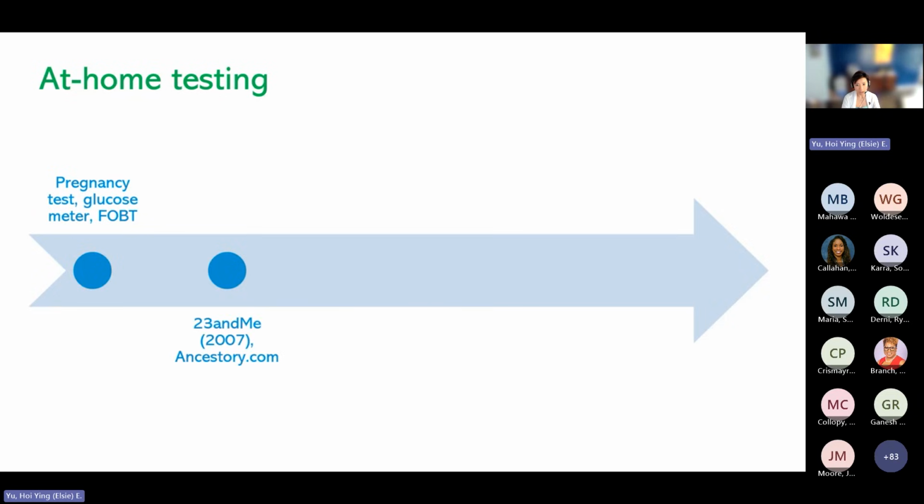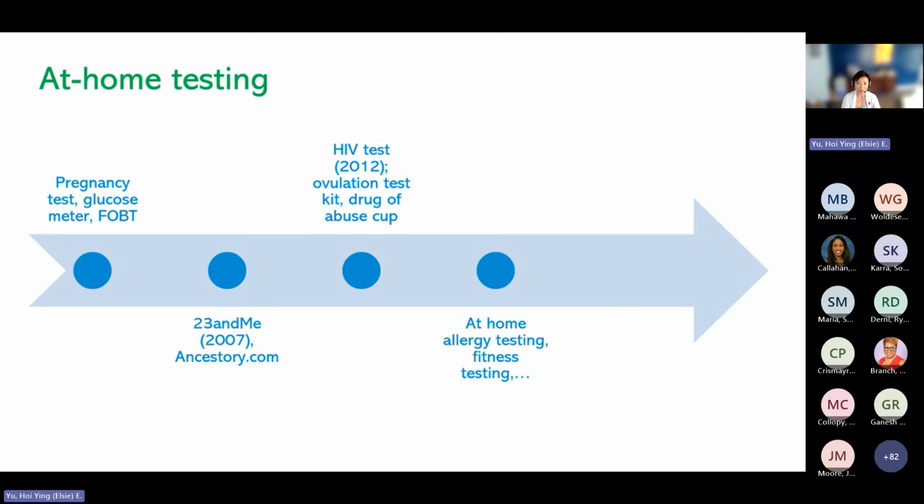In 2007, the world kind of changed when 23andMe or Ancestry.com arrived on the scene. Those were the first companies that did genetic testing and offered at-home testing. In 2012, the HIV test was another hallmark, as well as many other tests like ovulation test kits, drugs of abuse tests, and now you can find everything, including allergy testing, fitness tests, and of course, no one will forget about COVID-19 and all the COVID testing that was available for us to use.